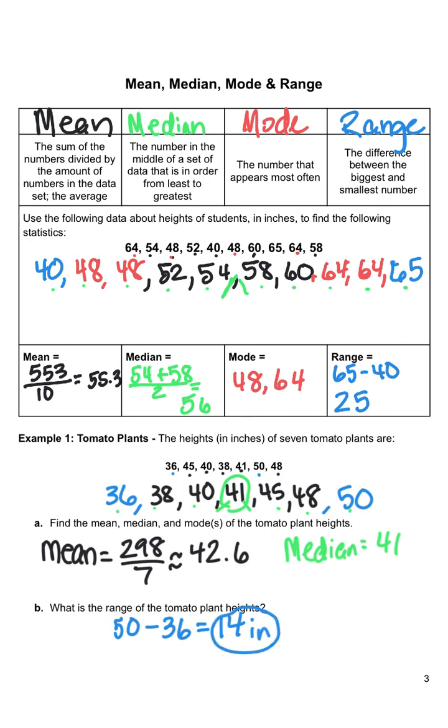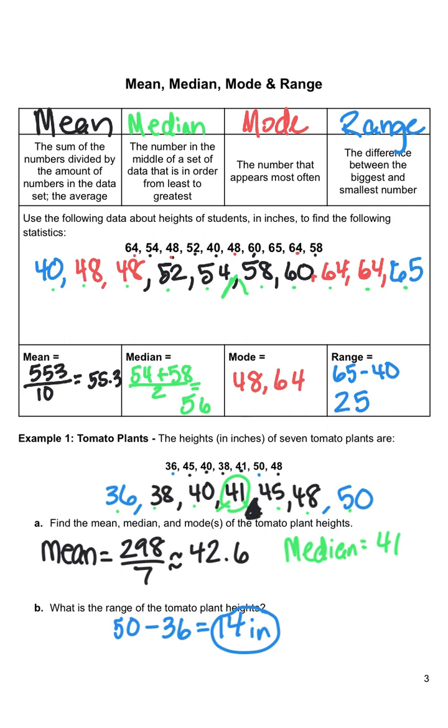I was then calculating the mean by adding up the numbers. I added up the 7 numbers, got the sum of 298. I divided that sum by 7 because there's 7 numbers in this set. There's 7 numbers listed here. And then I got about 42.6, which is right about here, right? A little between 41 and 45.